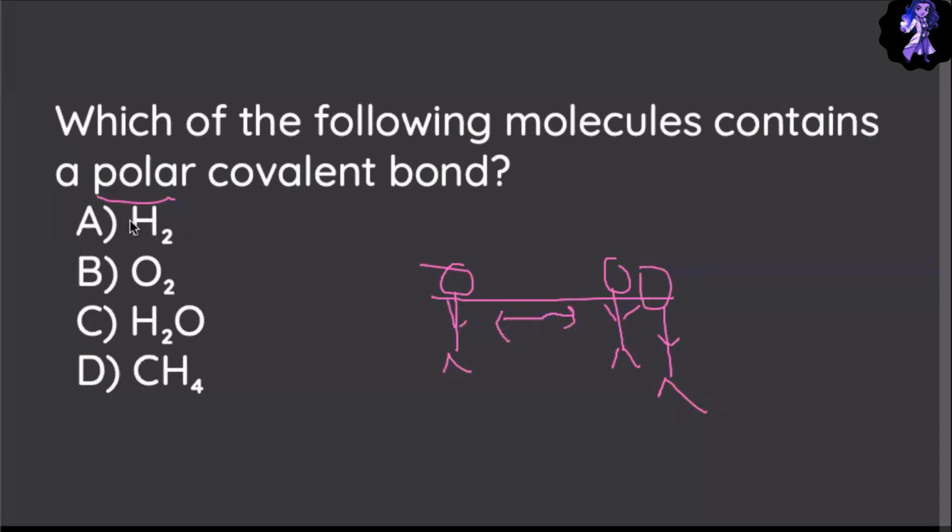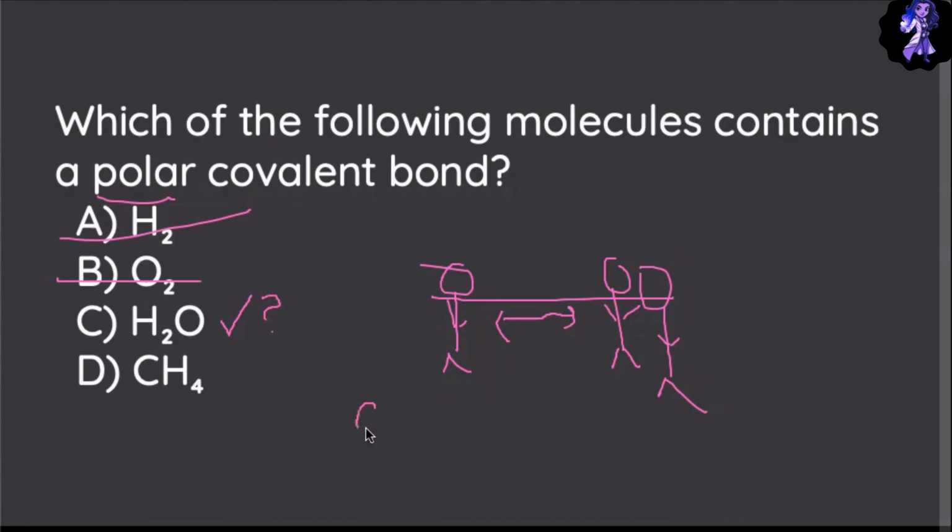So if you see any elements that have the same element attached to each other, that's going to be nonpolar. So off the bat, A and B are incorrect. We did talk about C being a common answer choice that is polar covalent. So I'm going to put a little question mark there because I want to verify with answer choice D.